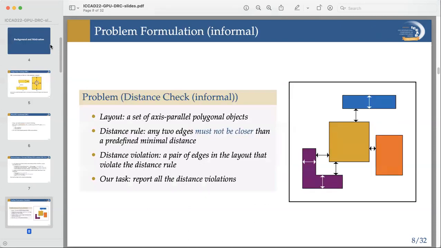And then we are going to describe our problem. And here is the informal description. A layout can be considered as a set of axis parallel polygons. And the distance rule says the following: any two edges must not be closer than a predefined minimum distance. That is, we have the minimum distance requirement of these edges. And the distance violation is a pair of edges in the layout that violate this distance rule. Given the layout, our task is going to report all the distance violations within this layout.